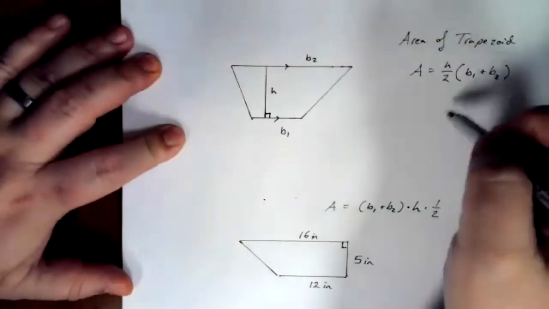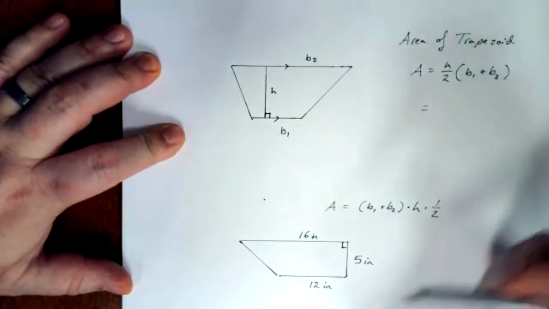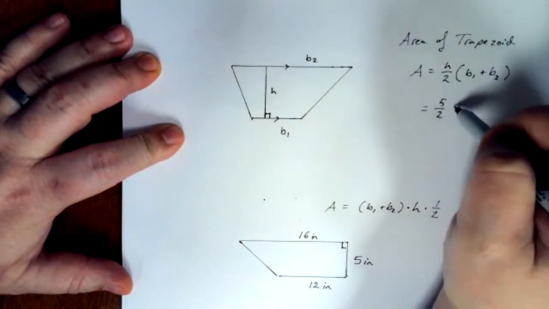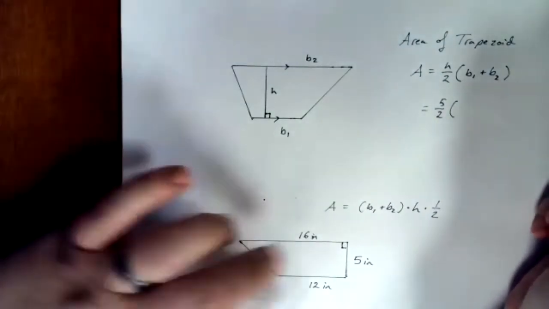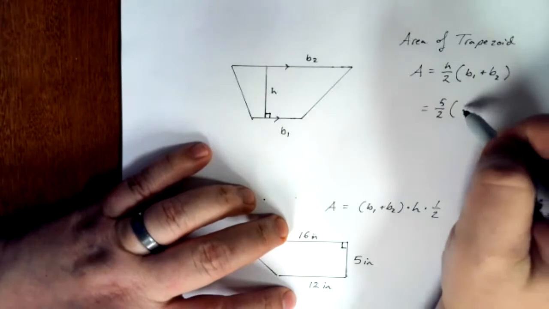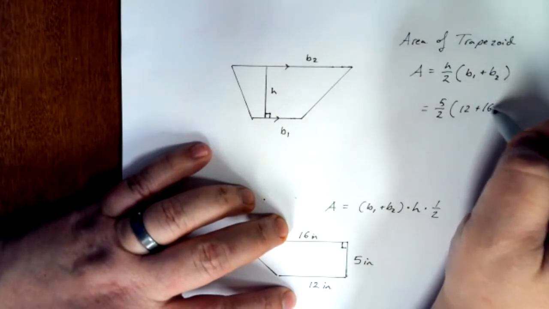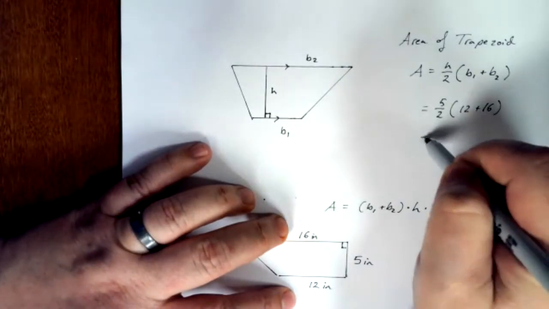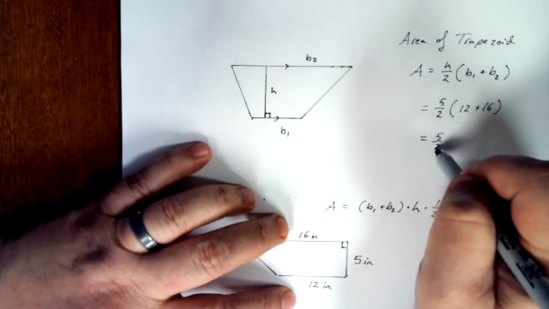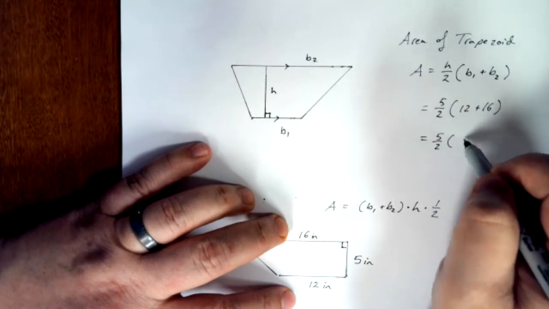Okay, so let's go in here and take a look. Plugging in the height, which is 5. It doesn't matter which one of these is the base 1 or the base 2, because you're going to add them up anyway. So order of operations says to add these two first, and you get 28.